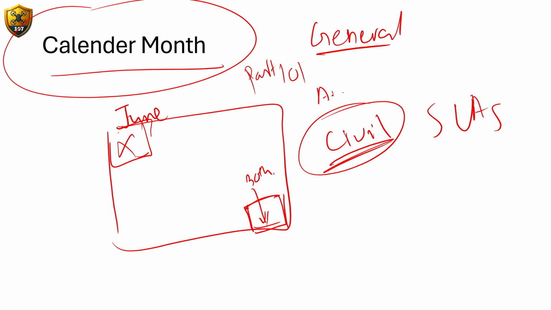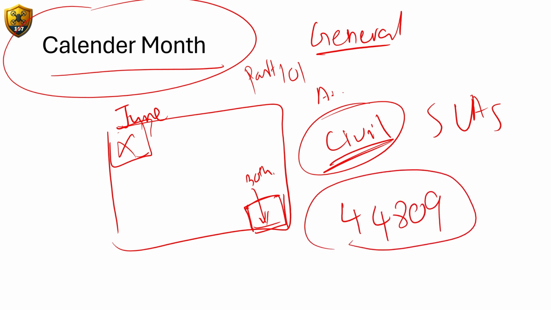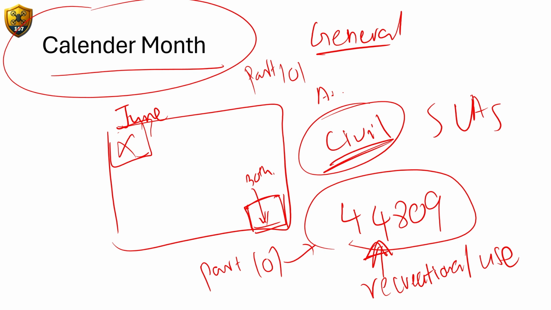Okay, so these are not applicable for air carrier operations, not applicable to aircraft subject to some other titles, like under the 49 U.S.C. 44809. So what is 44809? This means that Part 107 is not applicable for recreational purposes. This section directly refers to recreational use. So remember that Part 107 is not applicable to recreational use.